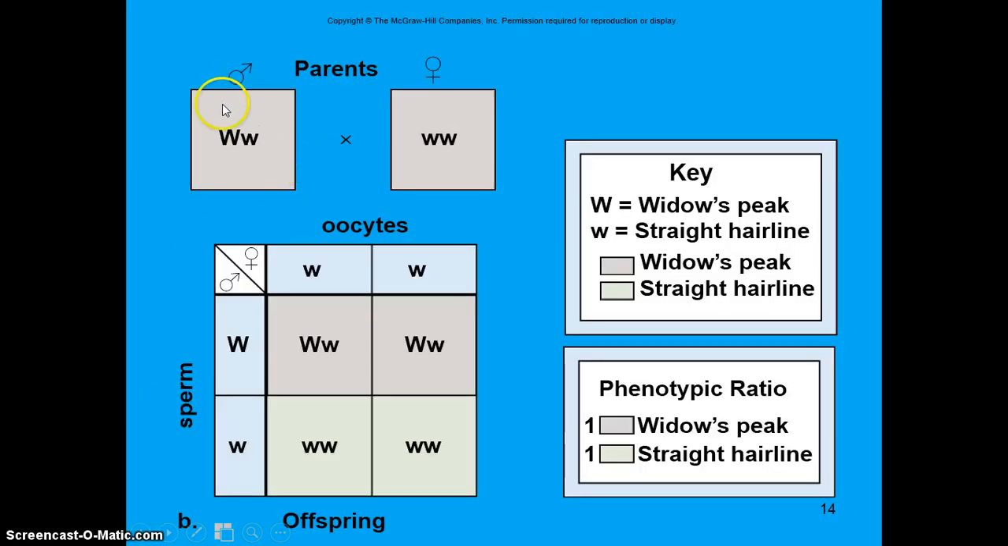All right, so here's an example. We have one parent that obviously has a widow's peak and one parent that does not, but we don't know if the parent is big W big W or big W little w. Well, if we look at the possibility of their offspring, we have a possibility of 2 out of 4 having a widow's peak and 2 out of 4 having a straight hairline. So if these two individuals had children, we would expect to see a ratio of 1 to 1 as far as the number of children who have the straight hairline and the ones that have the widow's peak.